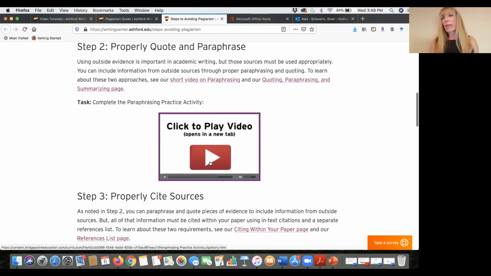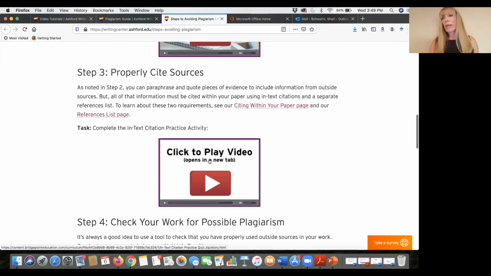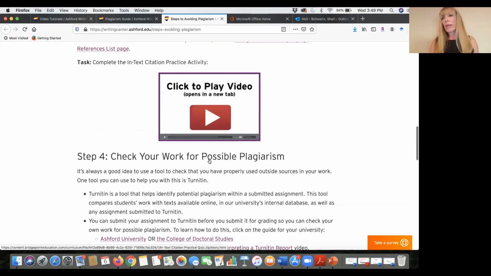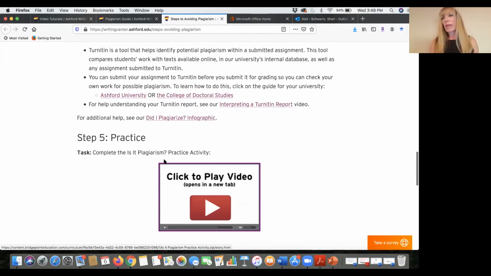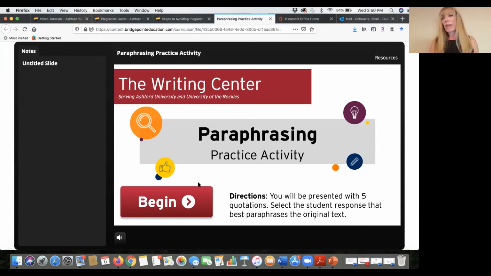This is another one of my favorites that I share. And all of these are fantastic. I really don't want to downplay any of these. This one in particular, you can see that I use these, is one of my pet peeves. Siri's talking to me, sorry guys. And so this one is the paraphrasing practice activity.